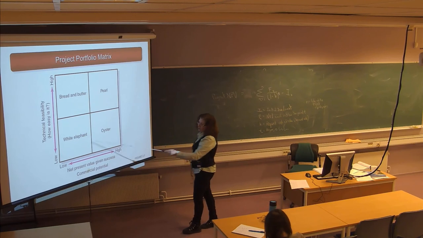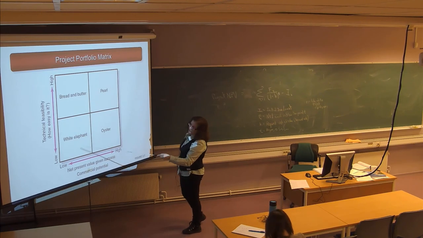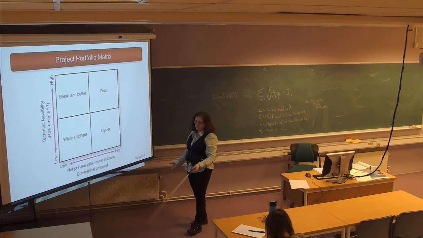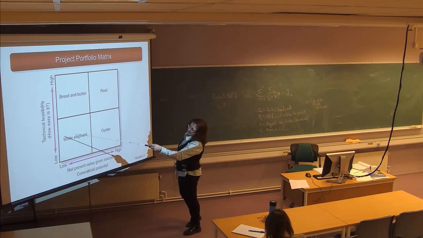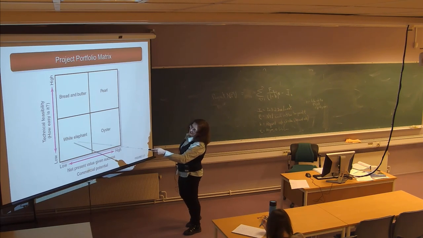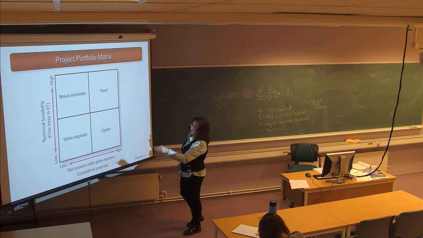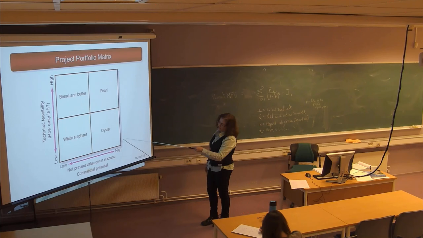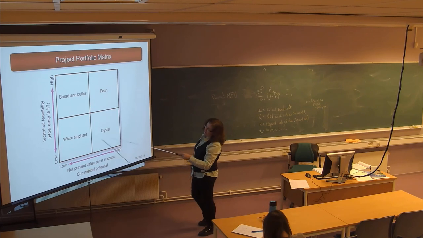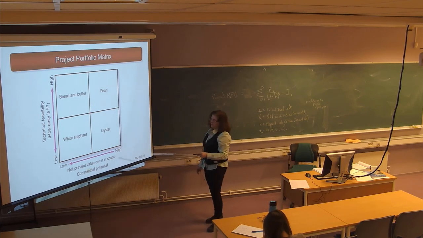And then the white elephants are things that maybe they had some value one time, but they don't really give any value now. And they can be not easy to implement. So you shouldn't do these. And then the oysters, they can give a lot of value, and they're technically easy to implement. So these you should do.